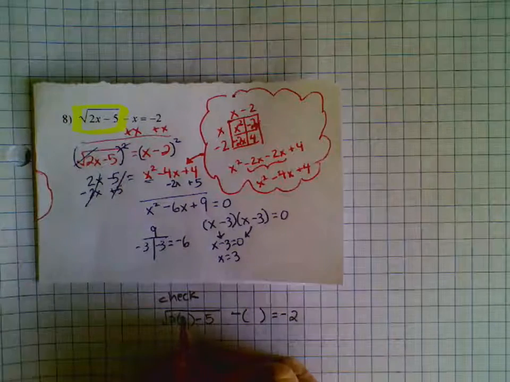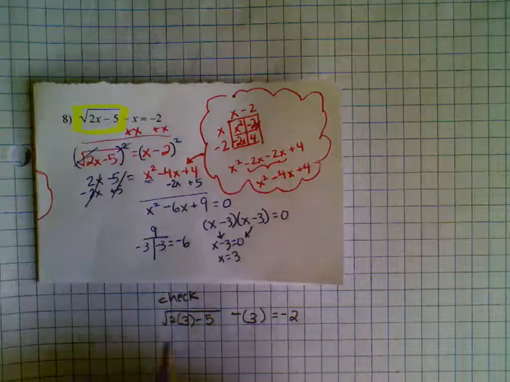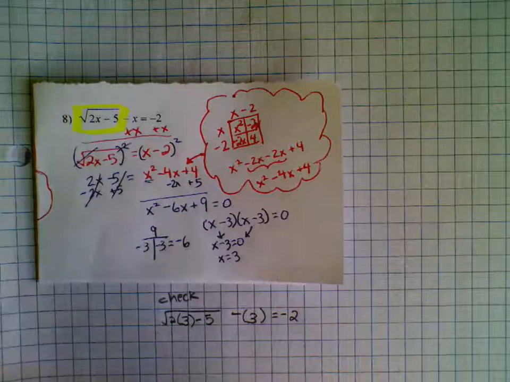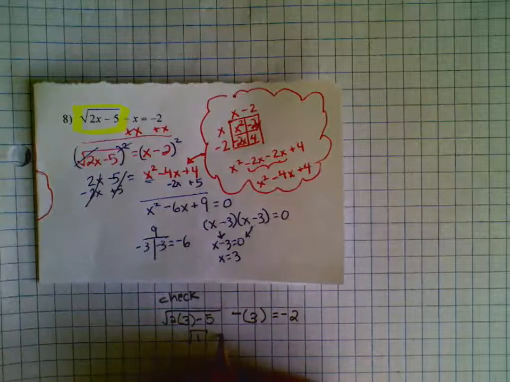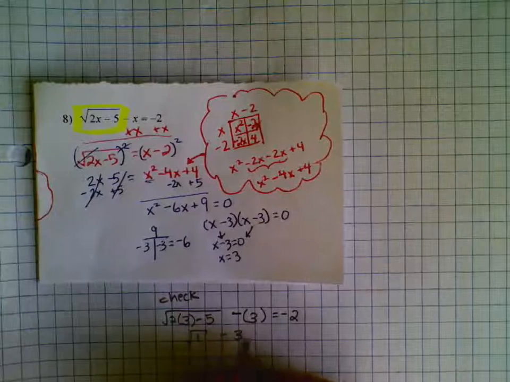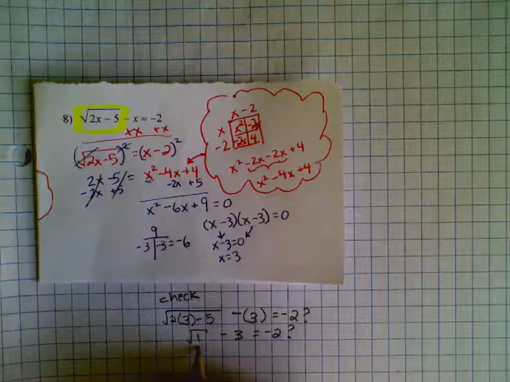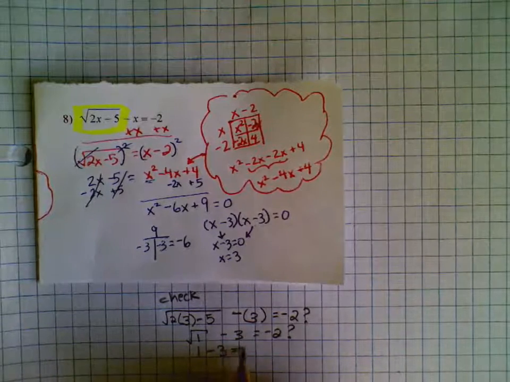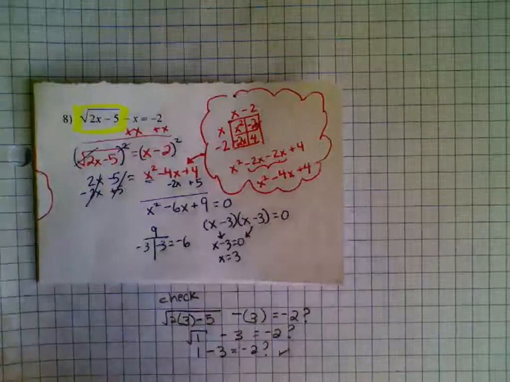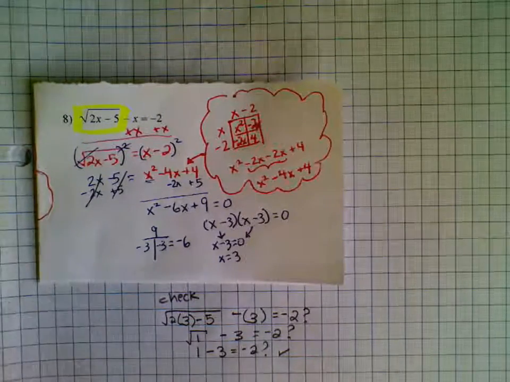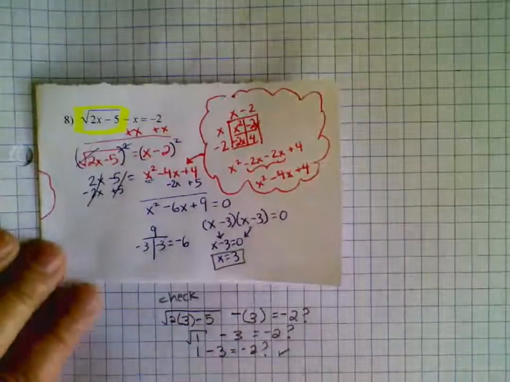So I plug in my 3 here and here. And then I just simplify it piece by piece. 2 times 3 is 6, minus 5 is 1. So this gives me square root of 1 minus 3 equals negative 2. That's what I'm checking. Square root of 1 is just 1. So 1 minus 3 equals negative 2. Is that a true statement? Yes, it is. So I can go back up to my x equals 3, box that up because it's good.